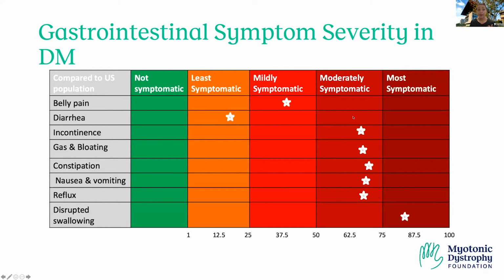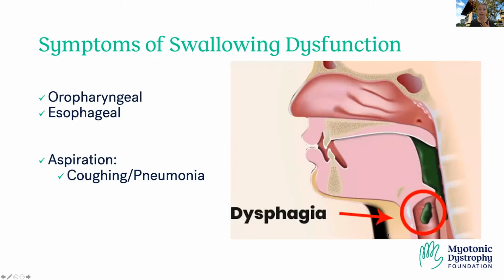But on the other hand, many other symptoms, such as constipation, gas and bloating, problems with fecal incontinence, nausea, vomiting, as well as acid reflux, were quite symptomatic. They were quite problematic in our patients. And the most severe symptom seems to be related to difficulty with swallowing. So knowing that, let's talk about each individual problem in the GI tract, starting from the mouth.